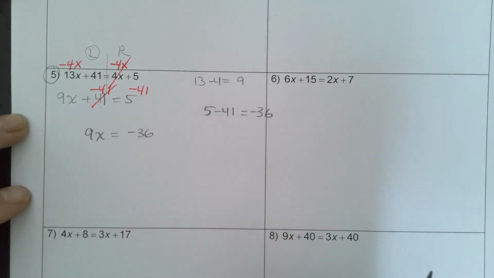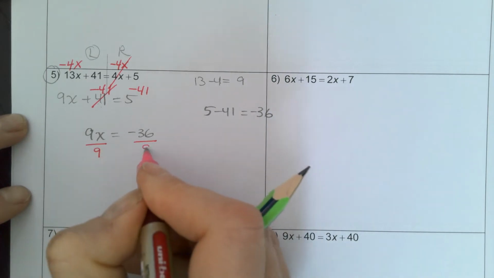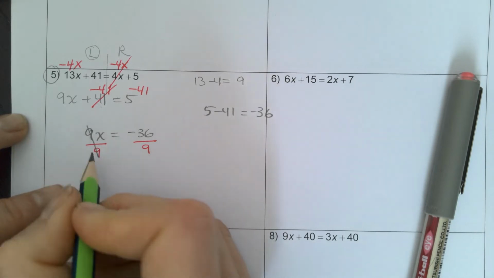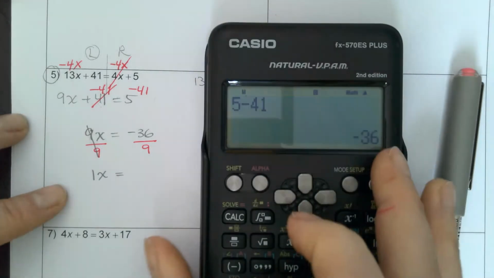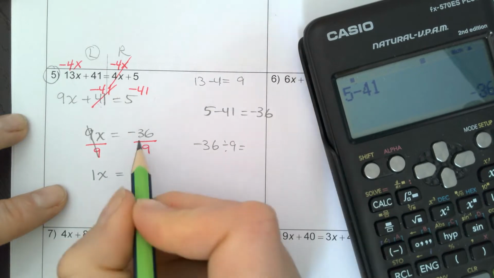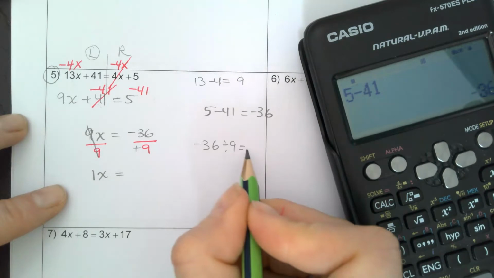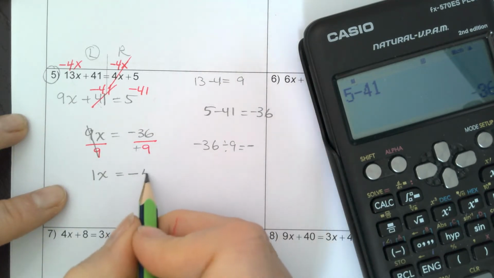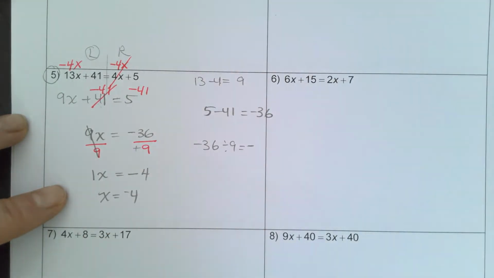Now x wants to be alone, so I have to get rid of the 9, like the best friend. So I do same over same. How much is 9 divided by 9? That's 1. So really this is 1. Then I have my x equals, and then I have to do negative 36 divided by 9, which equals, because they're not the same, this is a minus and this is a positive, they're opposite, it's going to be a minus answer. So a negative. 36 divided by 9 is 4. So x equals minus 4. Okay. Let's do 6.